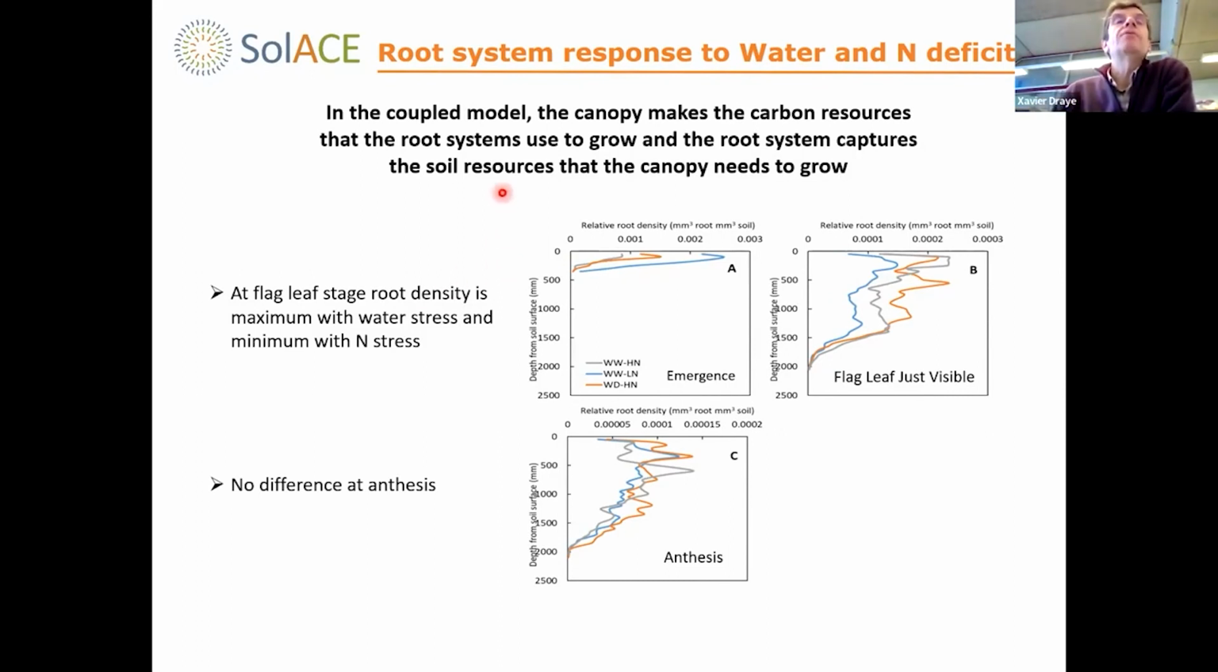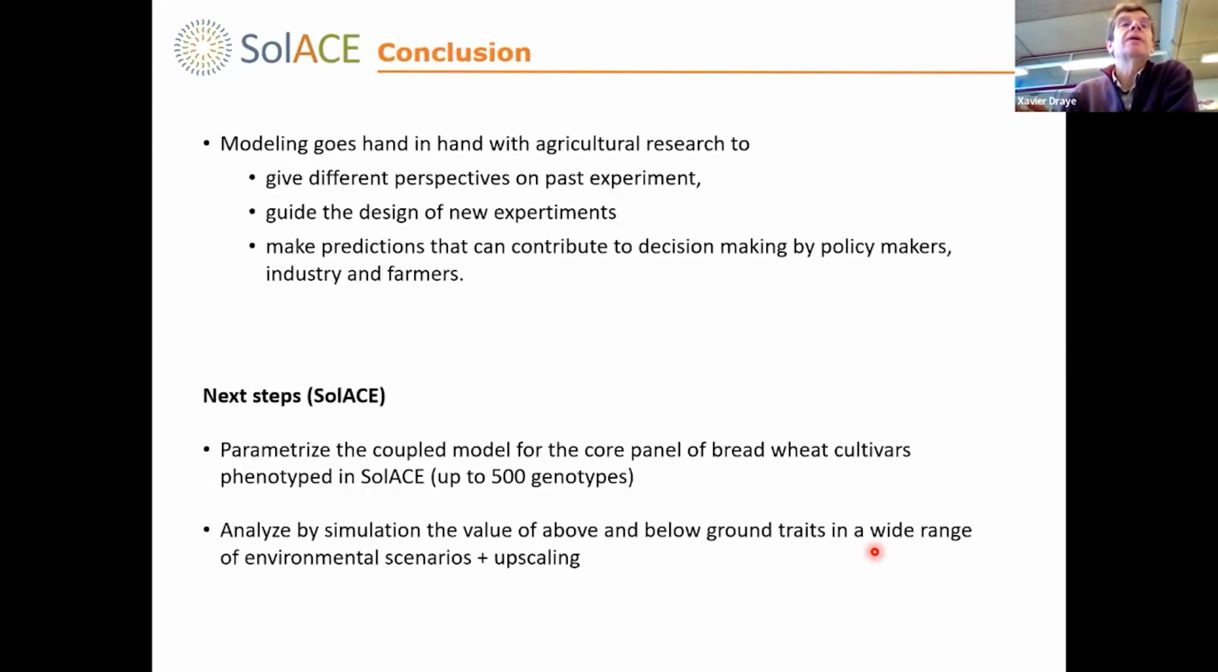One of the outputs that we have at this moment with our coupled model is to show, by changing from high nitrogen to low nitrogen or to water deficit, how this affects root density over depth and also over time. And we see that the nitrogen effect will be strong at the flag leaf level, but will disappear after. Again, this is a simulation, but it can help interpret data.